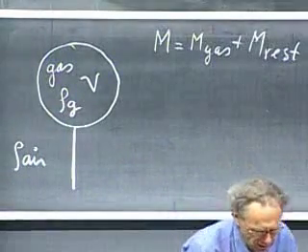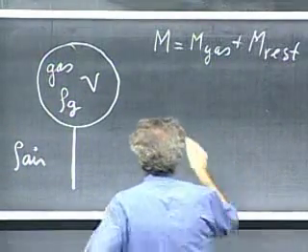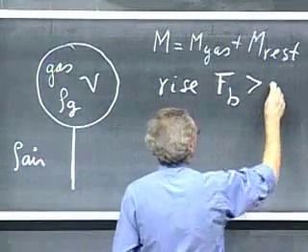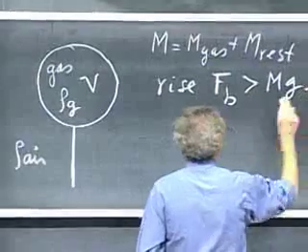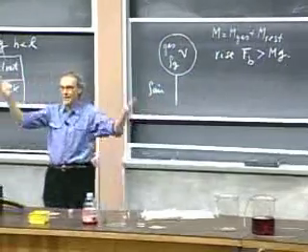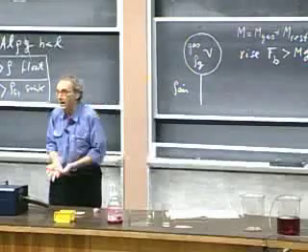And I want to evaluate what the criterion is for this balloon to rise. Well, for it to rise, the buoyant force will have to be larger than mg. What is the buoyant force? That is the weight of the displaced fluid. The fluid in this case is air.